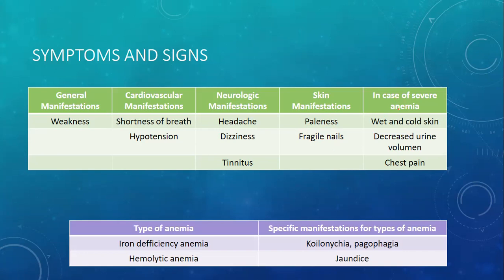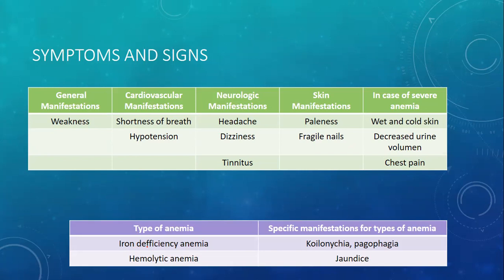And in case of severe anemia, we also might have wet and cold skin, decreased urine volume, and chest pain in some really severe cases, okay? These are the manifestations, symptoms, and signs that we might find in a patient with any kind of anemia. However, you all know that there are a lot of types of anemia, right? So according to a certain type of anemia, we might also have some different manifestations, okay?